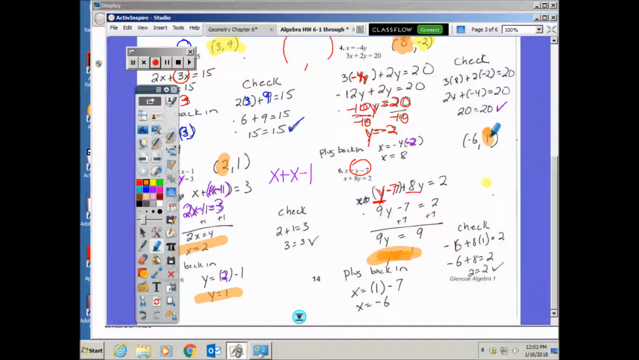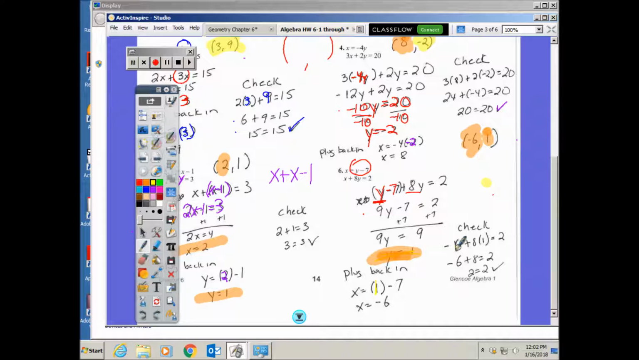So again, I make my little coordinate points in the parentheses over here so I can keep it straight. I solve for y first. Because sometimes what happens is you solve for one and then you forget what you just solved for. So now I plug that in to the first equation. 1 minus 7 is negative 6. It looks like my solution is negative 6, 1.